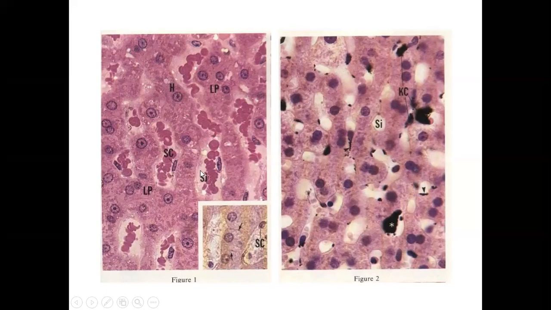You can see here, this is the sinusoid. Inside here, we have the red blood cell. And then this is the hepatocyte, H is the hepatocyte.